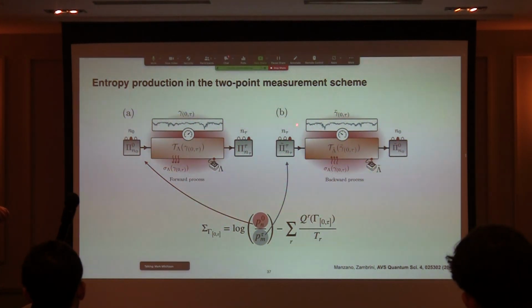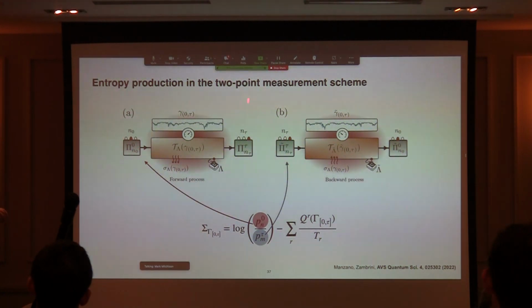in the backwards process, you start with the unconditionally evolved initial state of your forward process, project into one of its eigenstates, and that's probability p and tau. You again let the system evolve, but according to the time reverse evolution, and then you project again into an eigenstate of the initial state that you started with in the forward process. That's a bit complicated. Just remember that the probabilities come from the two-point measurement, or from the projections at the beginning and end of the two-point measurement scheme.